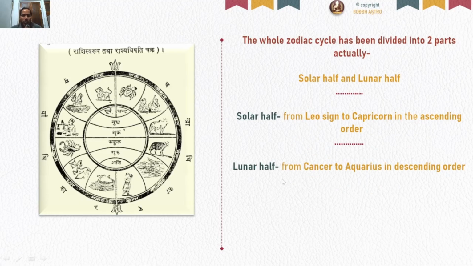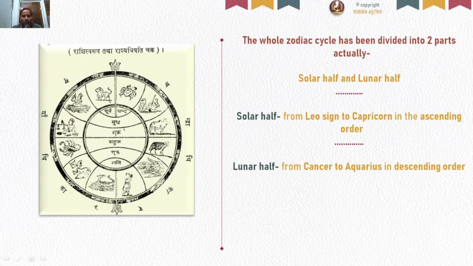Let's see next, how to remember this. What we can do is divide the whole zodiac cycle into two parts. The first part will be called the solar half, the second part will be called the lunar half. What is the solar half? Start from the Leo sign and go up to the Capricorn sign in ascending order. Ascending order means clockwise.